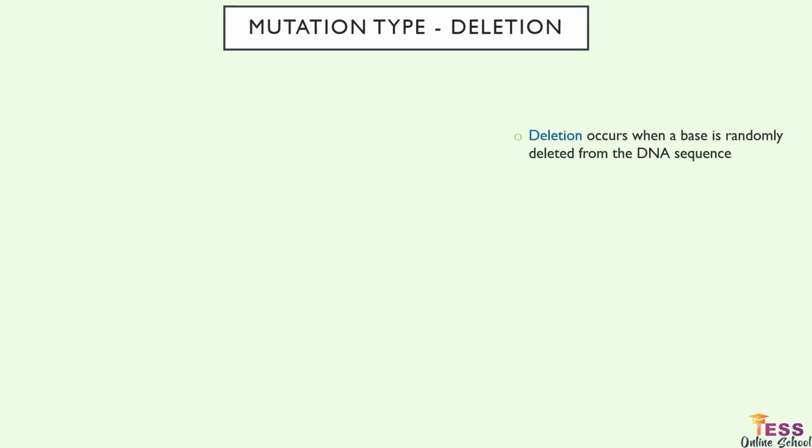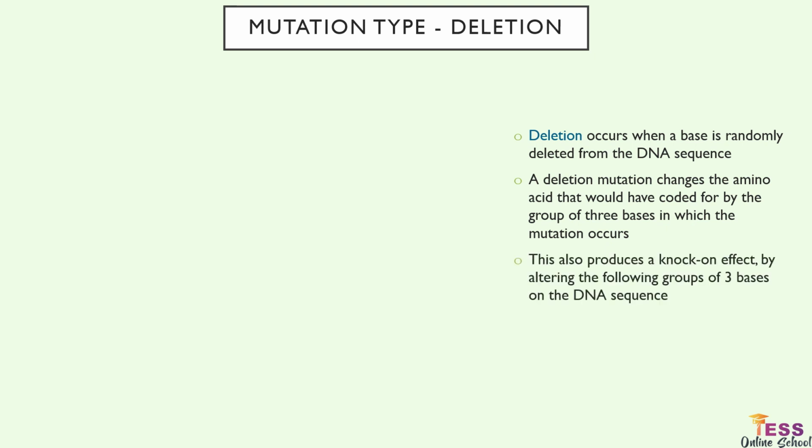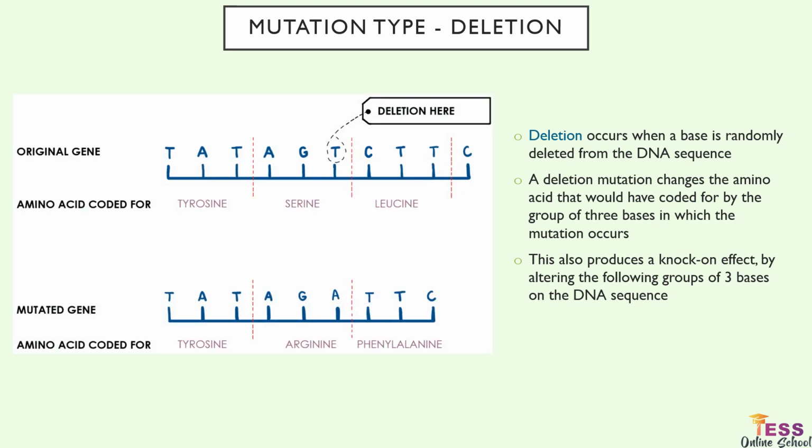The next type of mutation we will look at is deletion. Once again, the name suggests that deletions occur when a base is randomly deleted from the DNA sequence. A deletion mutation changes the amino acid as the triplet code is changed, that would have been coded for by the group of 3 bases in which the mutation occurs. This also produces a knock-on effect by altering the following groups of 3 bases on the DNA sequence, consequently causing a frame shift. For example, the thymine in the second triplet is deleted, so all the bases shift one position to the left, causing a massive frame shift.